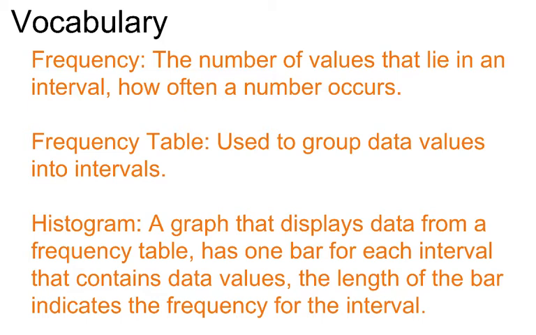A frequency table is used to group data values into intervals. In other words, you don't want just number 1 occurs this many times, number 2 occurs this many times. When you have intervals that are up to 50, for example, that can get very tedious, so we can cluster them together. And when we graph those, we graph them on a histogram. Go ahead and take a minute to pause the tutorial to write down your vocabulary.